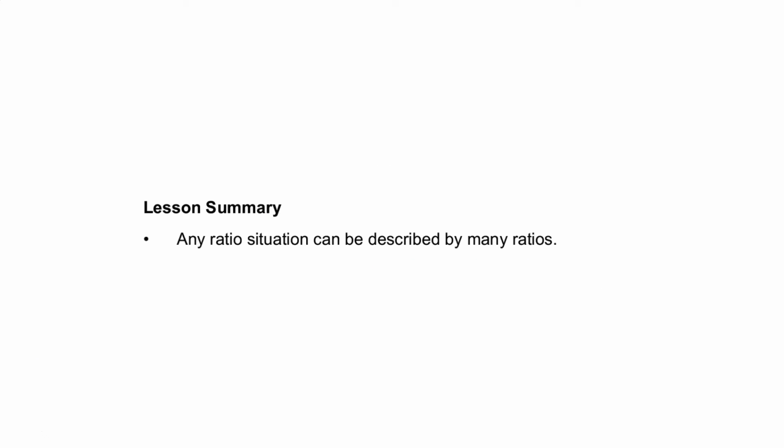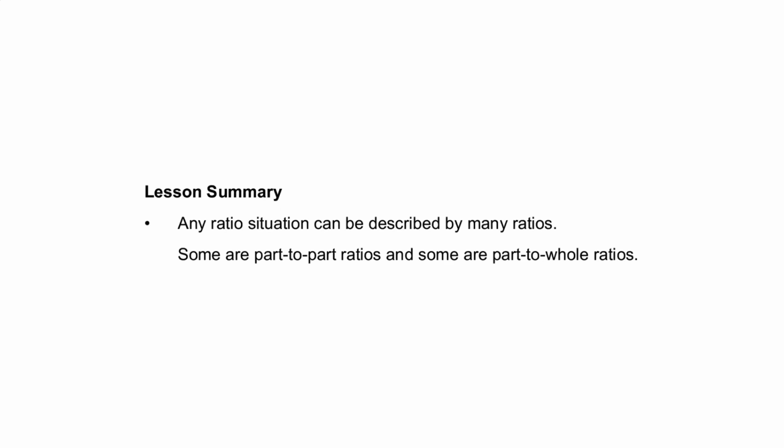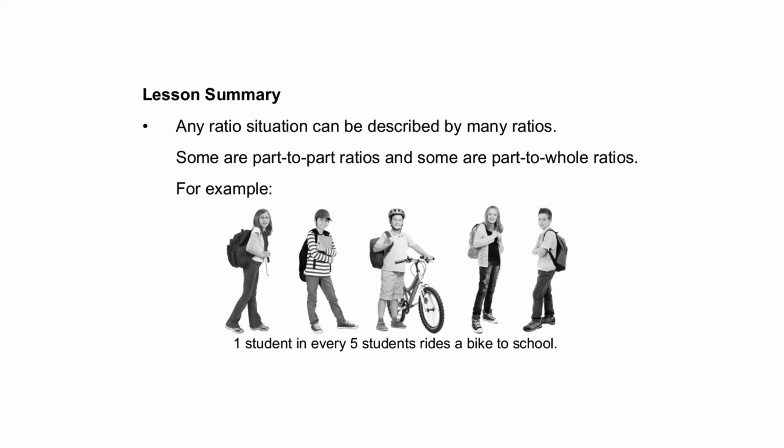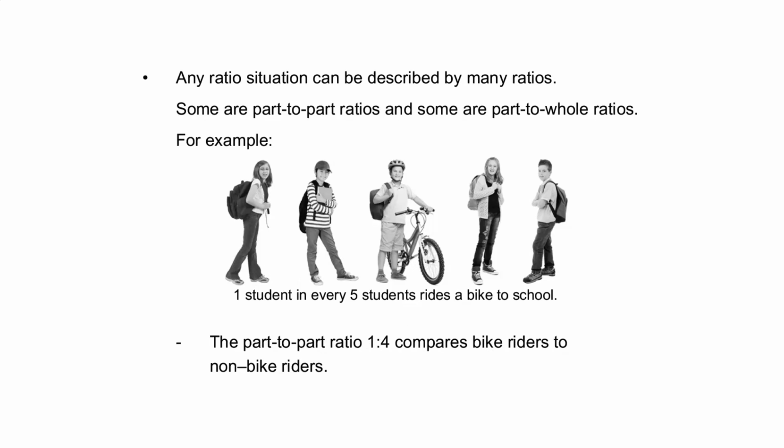Lesson summary. Any ratio can be described by many ratios. Some are part-to-part ratios, and some are part-to-whole ratios. For example, in this picture we've got 1 student in every 5 that rides a bike to school. So we see we've got 1 student with a bike, but there are 5 students in total. So the ratio is 1 to 5. The part-to-part ratio is 1 to 4 when you compare the number of bike riders to non-bike riders. So again, we have the 1 bike rider, and we have 4 non-bike riders.